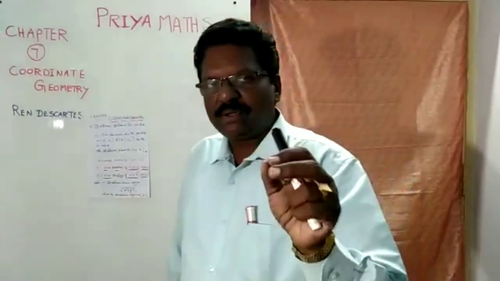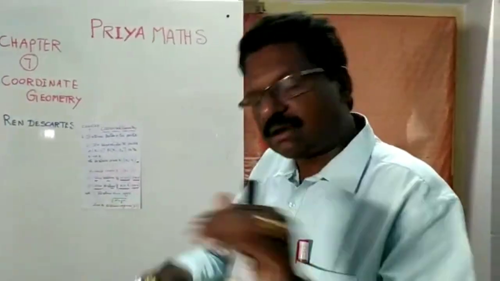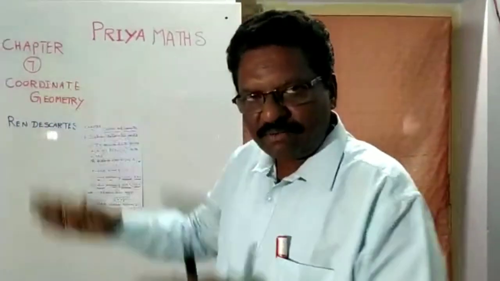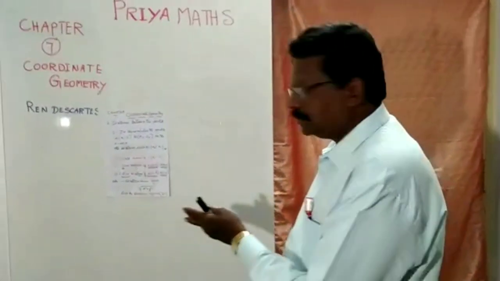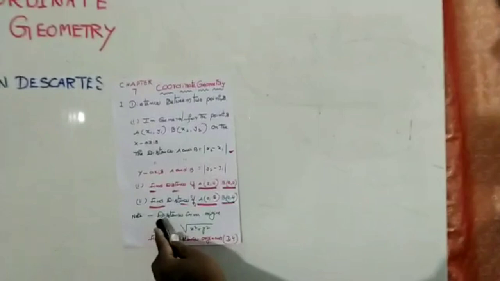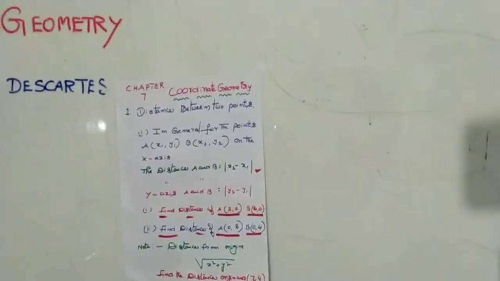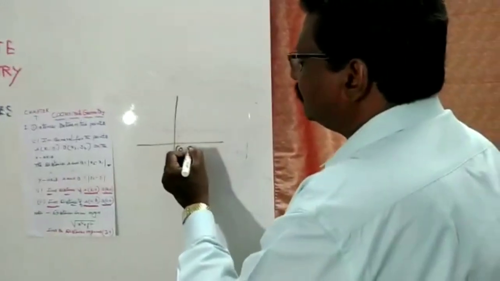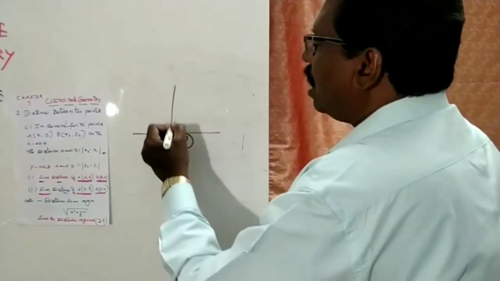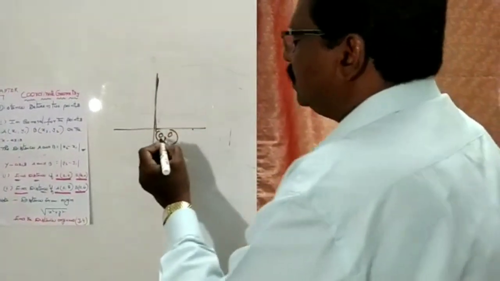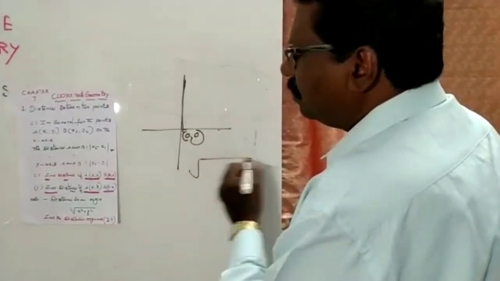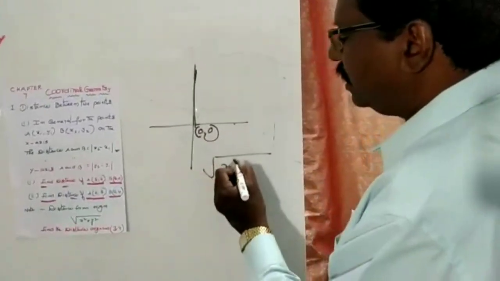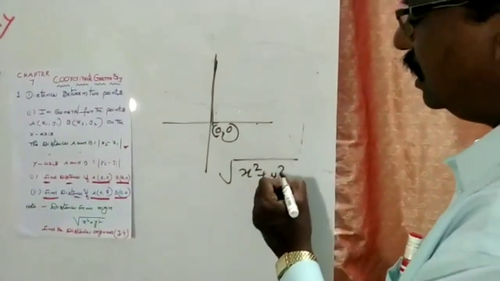So you have finished the distance on the x-axis and the distance on the y-axis. Now we are going to discuss the distance from the origin. I am writing it on the graph here. Origin is the intersection point of the x-axis and y-axis, (0, 0). From the origin to any point, you have to use the formula square root of x square plus y square.